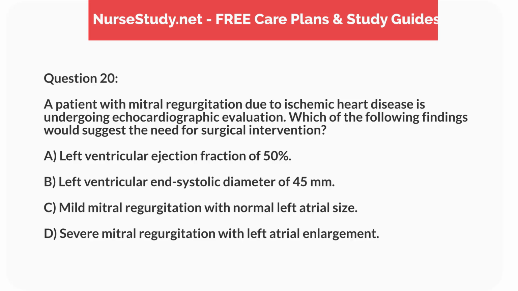Question 20. A patient with mitral regurgitation due to ischemic heart disease is undergoing echocardiographic evaluation. Which of the following findings would suggest the need for surgical intervention? A. Left ventricular ejection fraction of 50%. B. Left ventricular end-systolic diameter of 45 mm. C. Mild mitral regurgitation with normal left atrial size. D. Severe mitral regurgitation with left atrial enlargement.